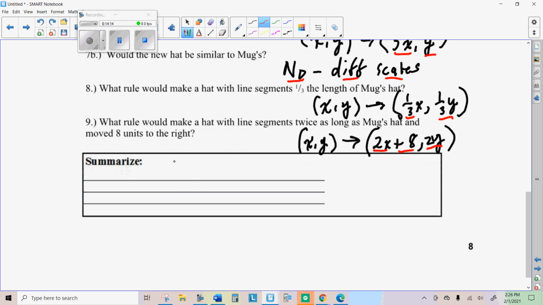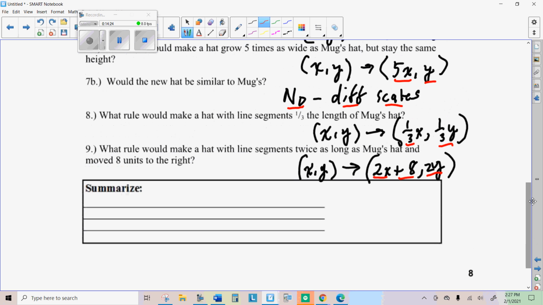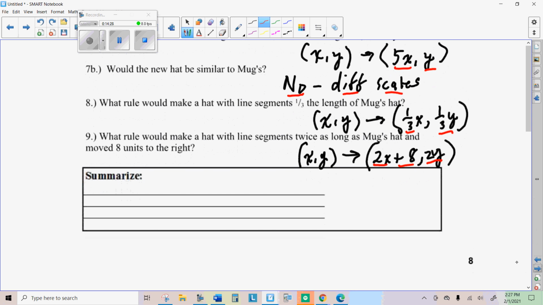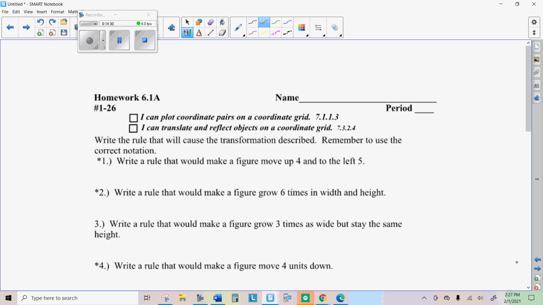Go ahead and summarize your findings here, like what makes it move up, what makes it move down, what makes it get wider, what makes it get taller, things like that. And when you're comfortable that you can figure out what's going on, go ahead and work on your homework.